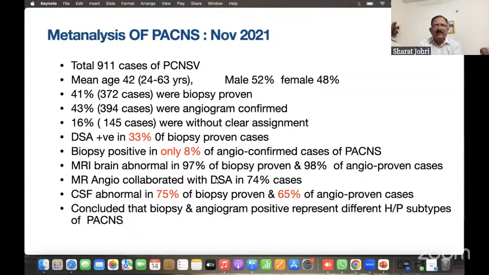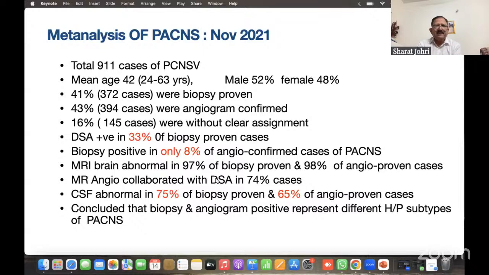So biopsy positivity was only in 8% of angio confirmed cases, but MRI was abnormal in about 97% of biopsy proven and 98% of angio proven cases. And MR angio corroborated with DSA in 74% of cases. That means pretty good. So DSA and MR angio are equally effective, but DSA is of course better.